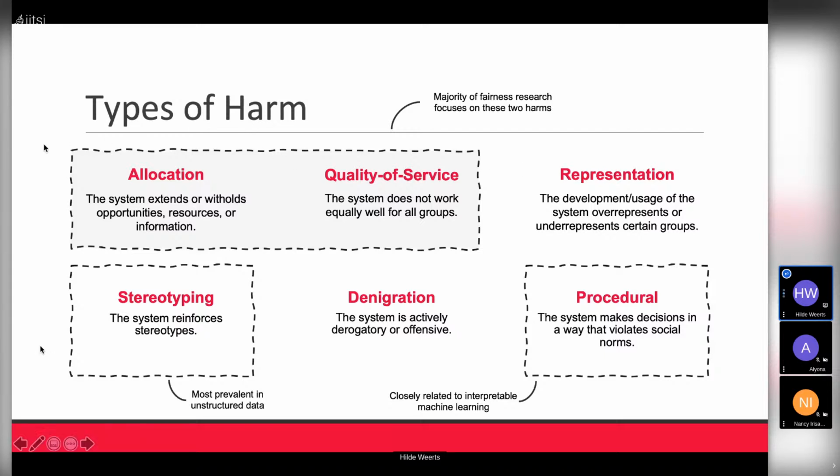So today we're mostly going to talk about allocation harms and quality of service harm. And we're going to dive a little bit deeper into that during the tutorial, but this is just to give you an overview of all the different types of things that can exist. They can also occur at the same time. Actually, in fact, I think in many cases they will occur simultaneously.